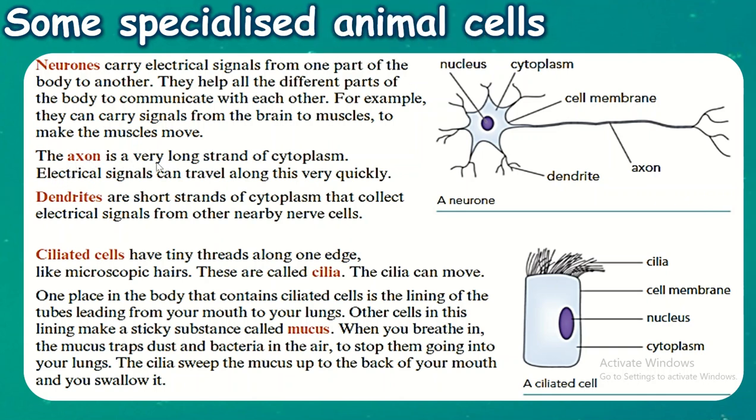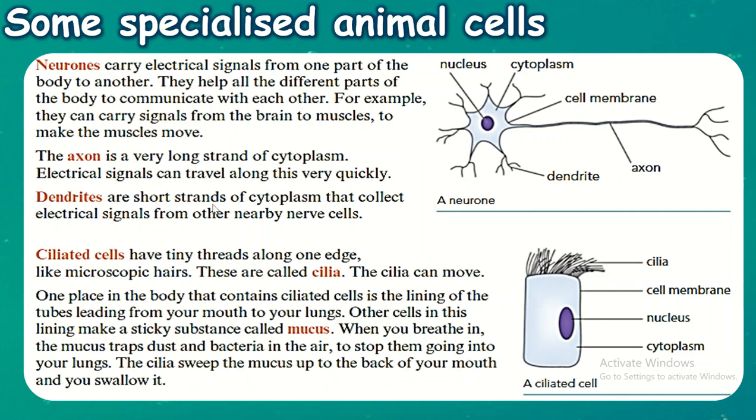The axon is a very long strand of cytoplasm. Now you can see in the diagram, this is the axon, and this axon is a part of a neuron cell. It is a very long cell. You can see you have a nucleus inside the neuron cell, you have a cell membrane, you have a dendrite, and you have an axon. So the axon is a very large strand of cytoplasm. Electrical signals can travel along this very quickly. So the axon is used for the transfer of electrical signals.